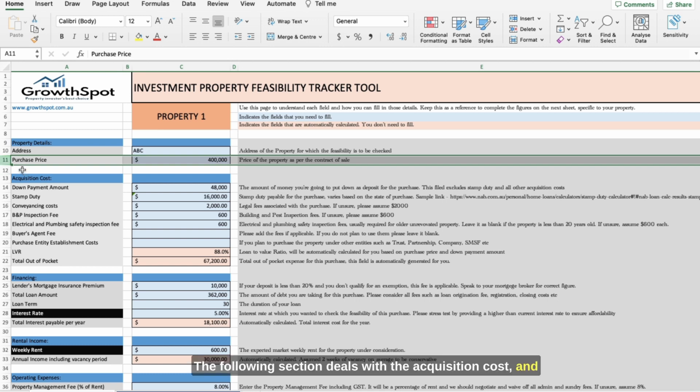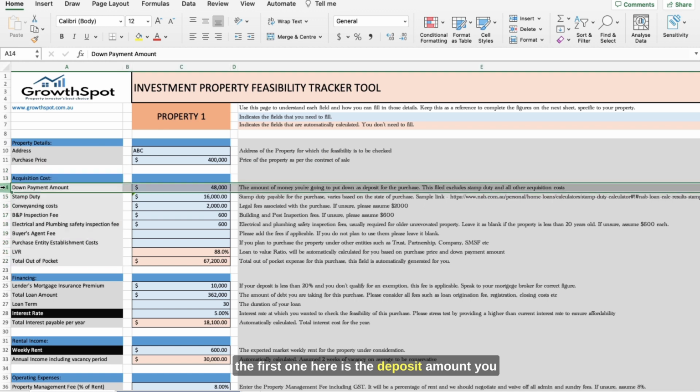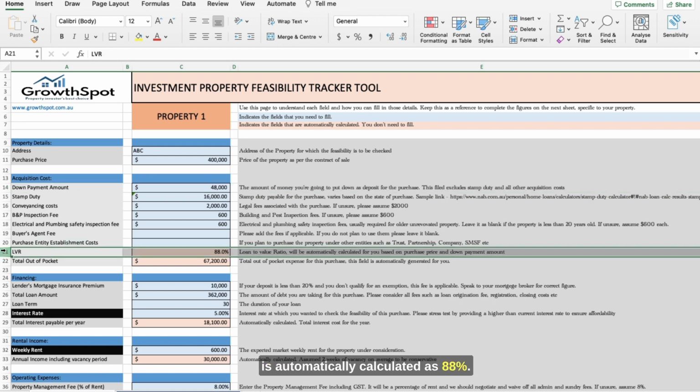The following section deals with the acquisition cost. And the first one here is the deposit amount you are contributing from your pocket for this purchase. Let it be $48,000. Thus, the loan to value ratio is automatically calculated as 88%. Having the LVR at 88% is a sweet spot, as the amount of lender's mortgage insurance premium you must pay increases significantly beyond this LVR. A good mortgage broker will be able to guide you further on this.